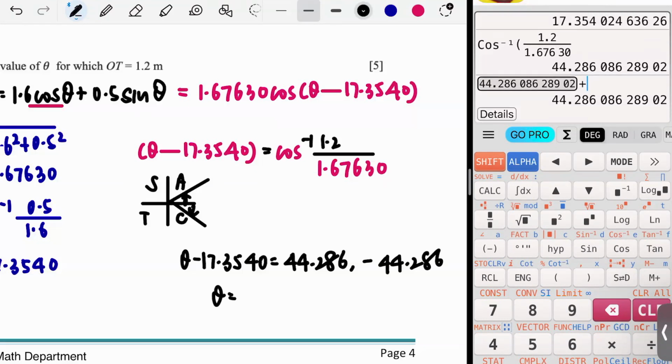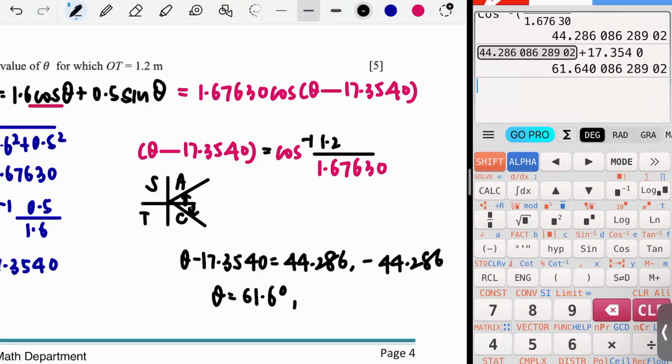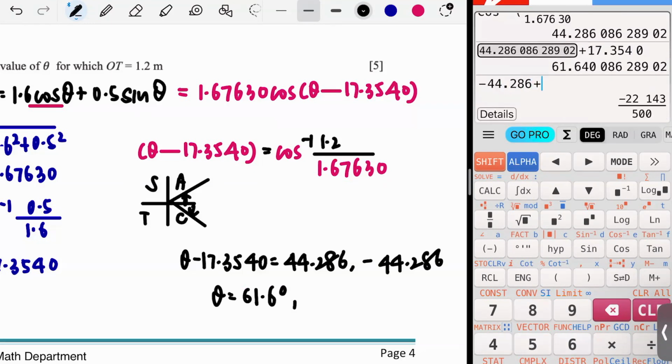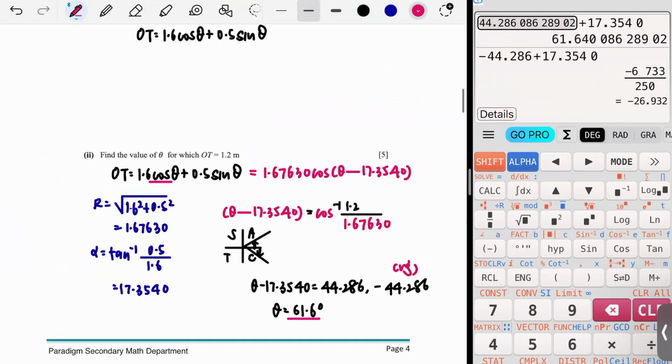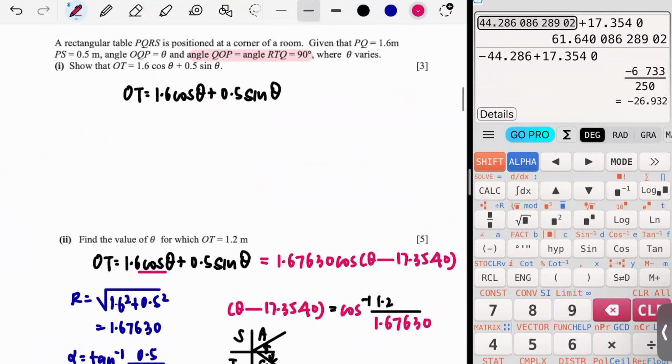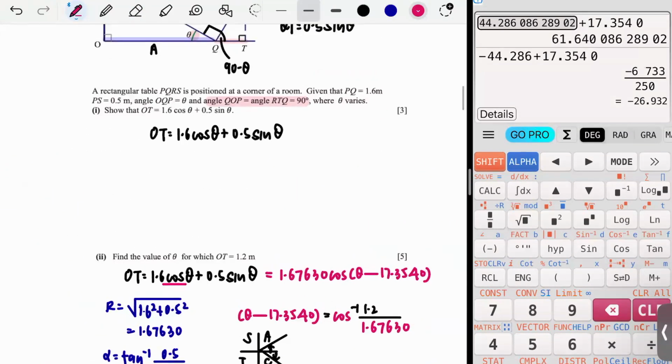Okay, so what we have here is that plus 17.3540, one decimal place, 61.6. The other one, negative 44 plus 17.3540. Oops, negative answer. Okay, we reject. But just have a good habit. Make sure you try to find both answers just in case for cosine. All right, I reminded you all for cosine especially. All right, okay, that's the 4 homework questions. All right.